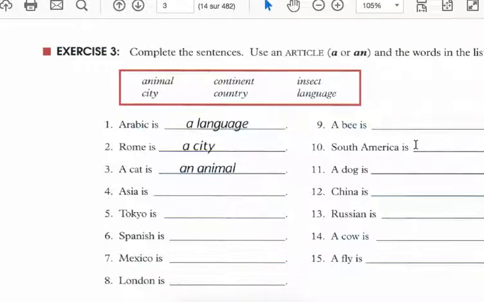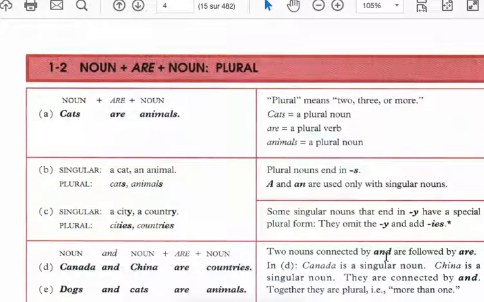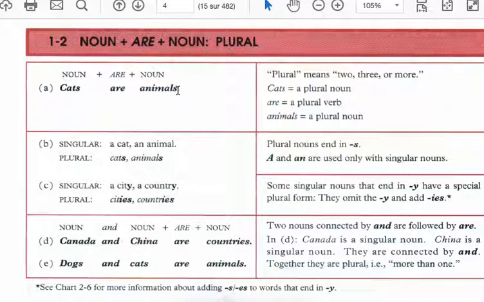South America is, well, not a country, we're going to say a continent, okay, or half of a continent. A dog is an animal. China is a country. Russia is a country, but Russian is a language. A cow is an animal. A fly is an insect. Okay, good. But the plural, generally we add an S. But sometimes, if the noun ends with a Y, we need to say IES. City, cities. Country, countries. Okay? So just pay attention to the ending of the noun. But in general, we add an S.